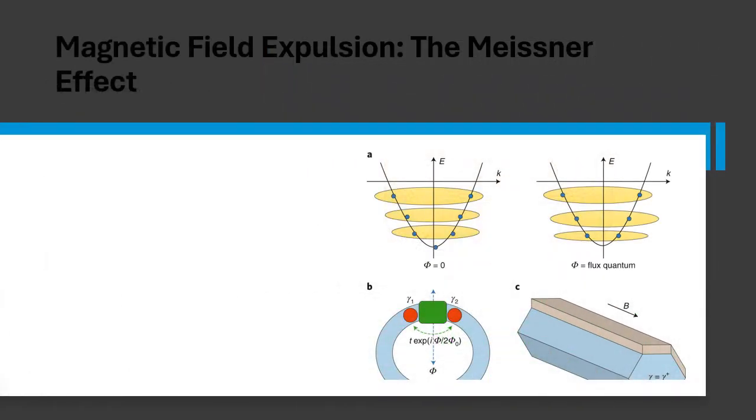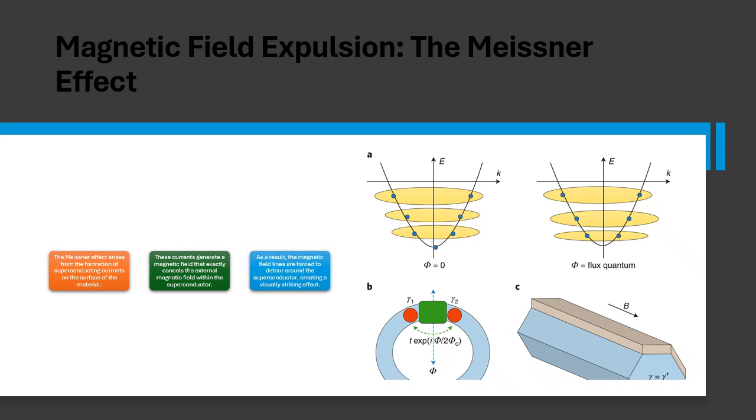The Meissner effect arises from the formation of superconducting currents on the surface of the material. These currents generate a magnetic field that exactly cancels the external magnetic field within the superconductor. As a result, the magnetic field lines are forced to detour around the superconductor, creating a visually striking effect.